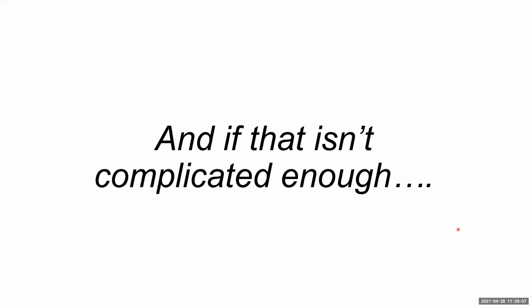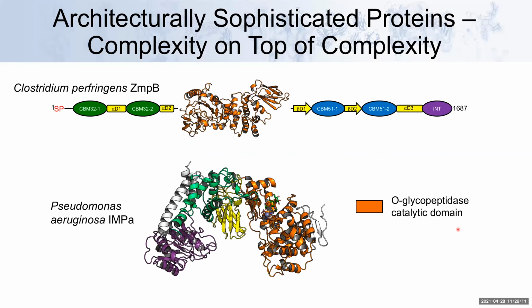So if that wasn't complicated enough, though, I'll return to this idea here, where these are big proteins in general. And with respect to ZmpB, all I talked about was this catalytic module, but of course there's all this other stuff here. This is only about a third of the whole protein. IMPA, what I talked about, the enzyme is attributable to only this orange region. There's all this other stuff in this enzyme. And so, you know, what does this do?